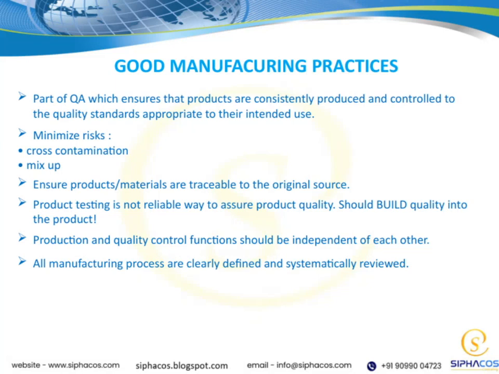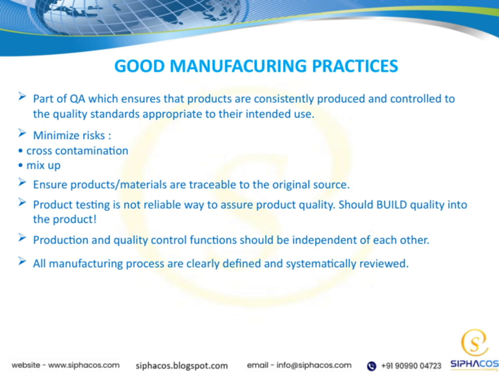When we talk about good manufacturing practices, we're focusing on the part of quality assurance that makes sure our products are consistently produced and controlled to meet the appropriate quality standards for their intended use. One of the main goals here is to minimize risks, such as cross-contamination and mix-ups, which can seriously affect product safety and efficacy.